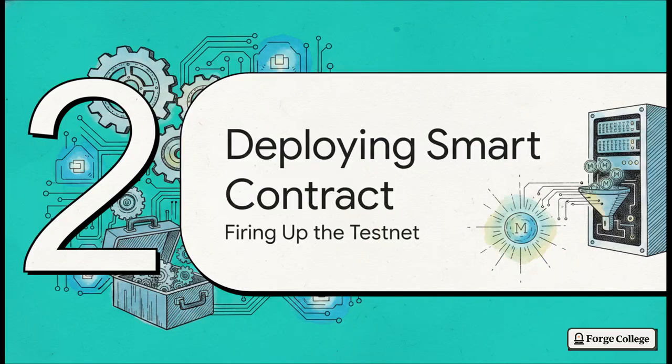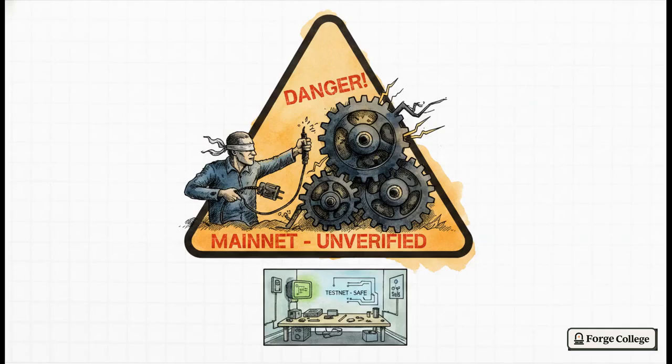Moving right along to Section 2, deploying your smart contract and firing up the testnet. Okay, stop right here. Notice this massive warning sign? Please, I am begging you, do not deploy to mainnet. Seriously, deploying an unverified Capstone project straight to Ethereum mainnet? That is literally the Web3 equivalent of testing in production while completely blindfolded. It's ridiculously expensive, it's totally irreversible, and honestly, it's just highly dangerous. We always use a controlled, ephemeral testnet environment for this stage. Trust me on this one.